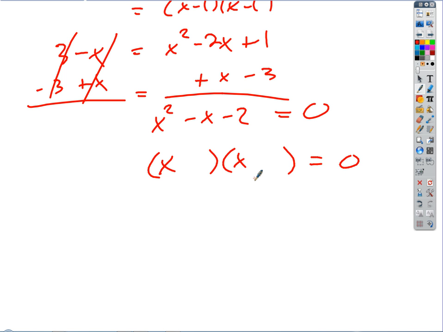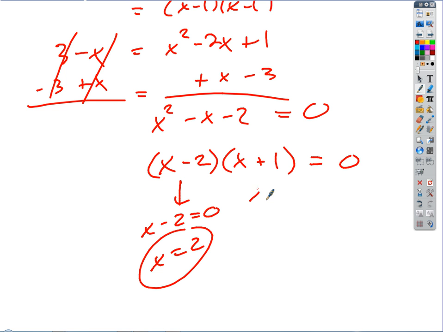x minus 2 and x plus 1. If we set those equal to 0, then we've got it factored. If we set the factors equal to 0, x minus 2 equals 0 when x is 2. x plus 1 equals 0 when x is negative 1. Are those my answers?